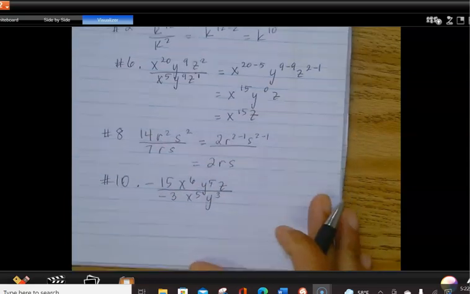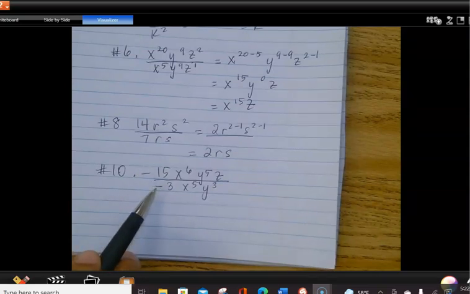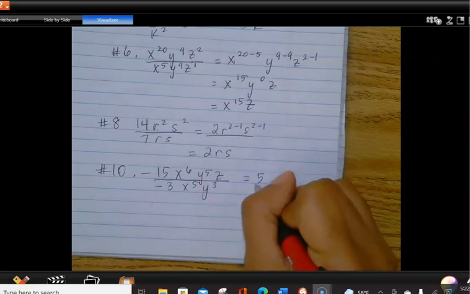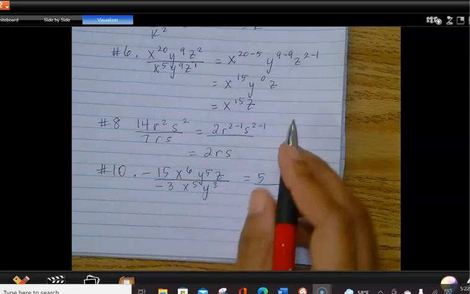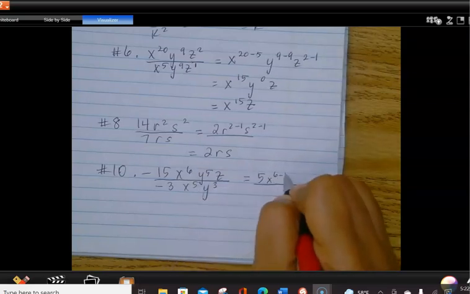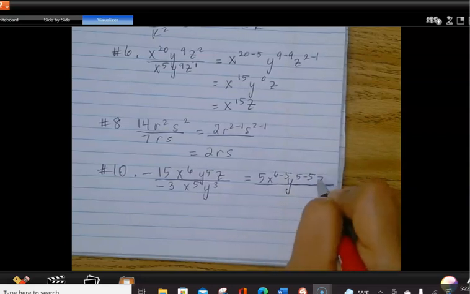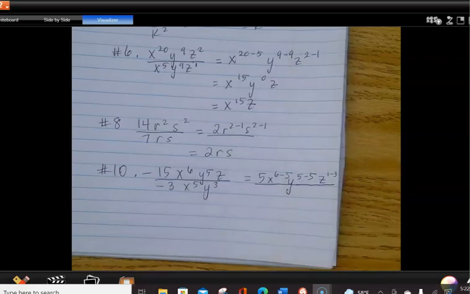Okay. All right, and here's what we have here. We know that a negative divided by a negative is a positive. 15 divided by 3 is 5, so I got a positive 5 in the numerator. And then I had basically 6 minus 5 for my x term, y, and then I have a 5 minus 5. And here we go, z, 1 minus, squeezing that in, 3.